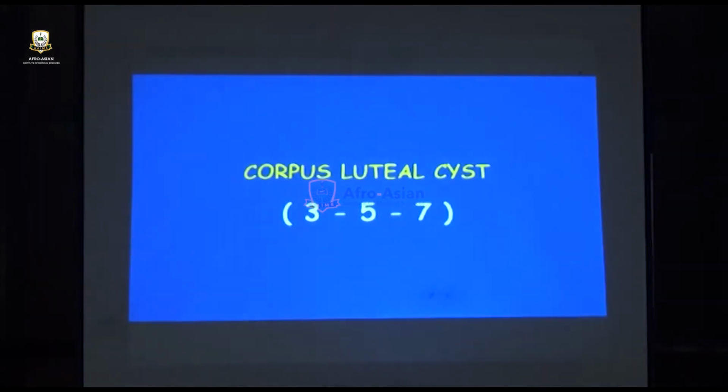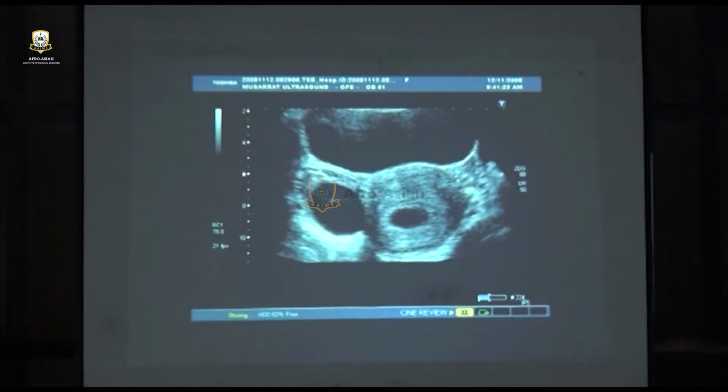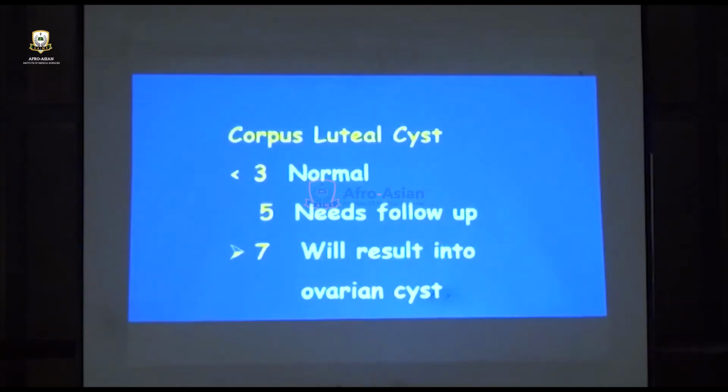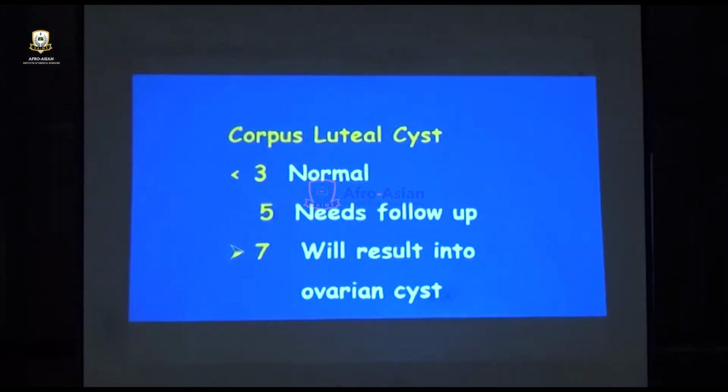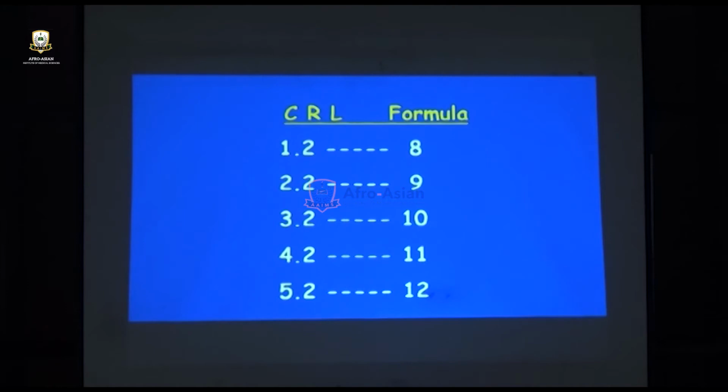Corpus luteal cyst, what do we mean by these numbers, 3, 5, 7? If you see a corpus luteum within that 3 centimeters mean diameter, everything is fine, nothing to worry about. When you see 5, 7, it may turn into an ovarian cyst, and this is a patient which needs follow-up every 4 weeks.